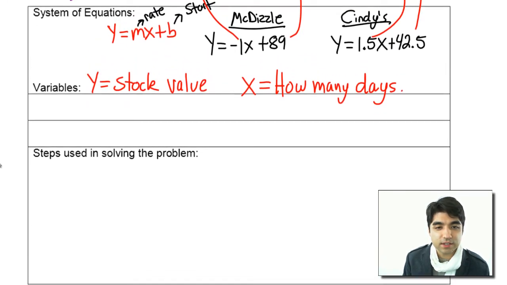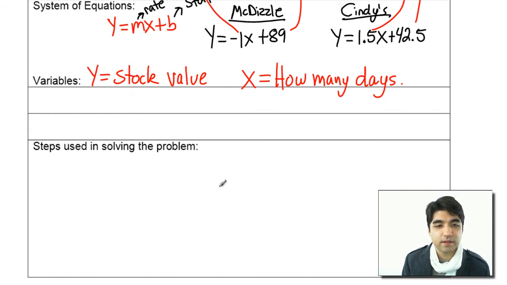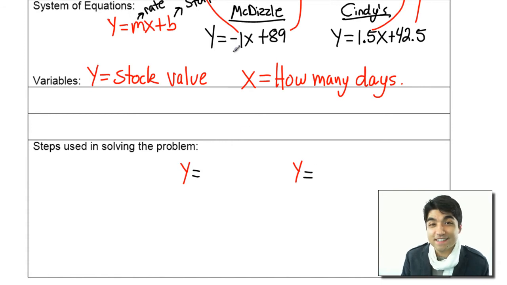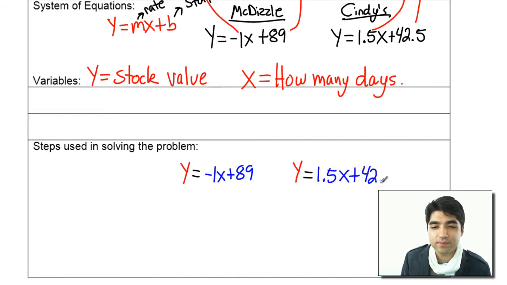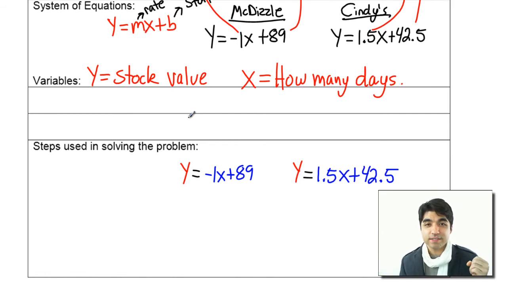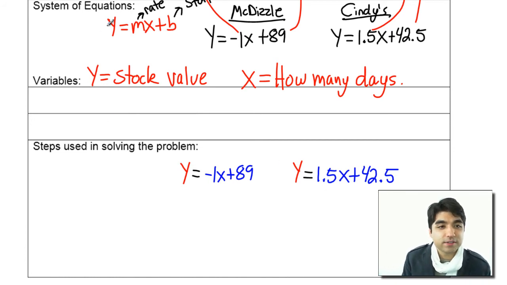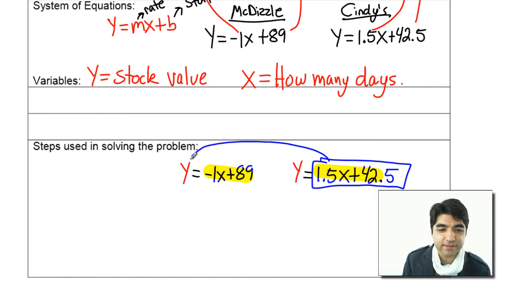Now let's solve this. Now to solve a system of equations, let me write these two bad boys here. So we got two y's equals, I'm just trying to set it up a certain way so you get this. And then we have our mcdizzle, which is negative 1x plus 89. And then we have Cindy's, which is 1.5x plus 42.5. Now notice that, to solve a system of equations, you can use this thing called substitution. That's when you take one y and you substitute it in for the other y. So notice here that we have y equals something, and then we also have y equals something. So what we can do is take all of this stuff and replace it for the other y in the other equation.